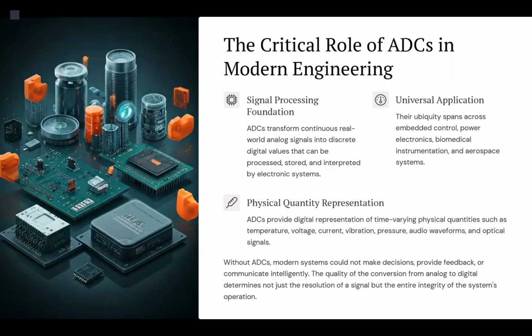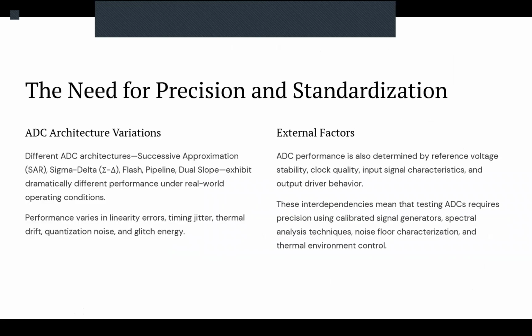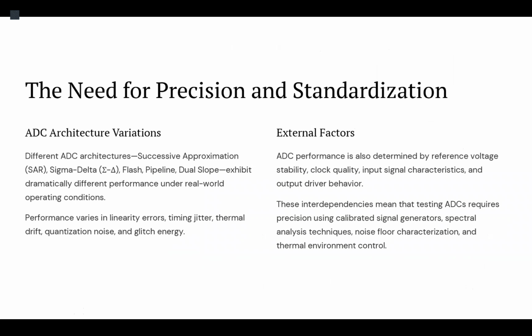Now, why does IEEE 1057 matter for ADCs? Different ADC architectures have significantly different behaviors. We have SAR, which is successive approximation. We have sigma delta. We have pipeline. We have dual slope and flash. All these architectures have their own unique sensitivity to errors like linearity distortion or timing jitter.